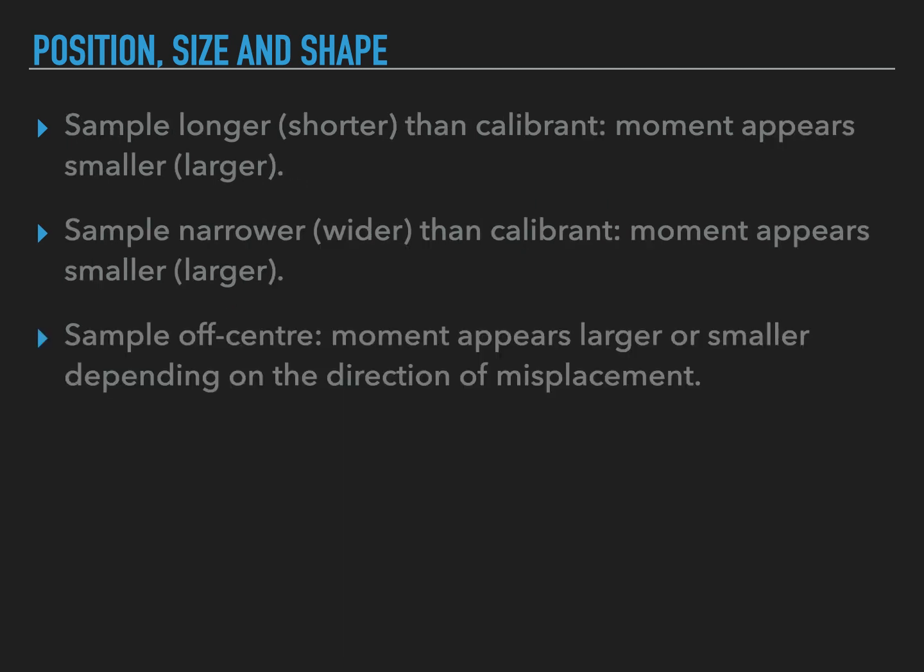Here's a summary of the effects of a sample that is not placed in the proper position in the magnetometer, and also of the effects of a sample that has a shape that does not match the one of the calibrant. As you can see, properly centering the sample is probably the most important source of uncertainty when doing measurements with such magnetometers, and must be done with great care.